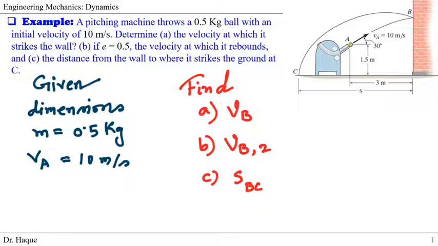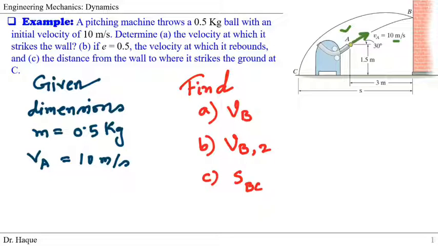That is, first read the problem carefully and understand what is asked, what are the given, what are the things that we have to find. So the problem says a pitching machine throws a 0.5 kilogram ball. So the ball is at point A on this image with an initial velocity of 10 meter per second. So it is also shown here. So the ball is thrown in this direction with 10 meter per second, which creates a 30-degree angle with the horizontal.